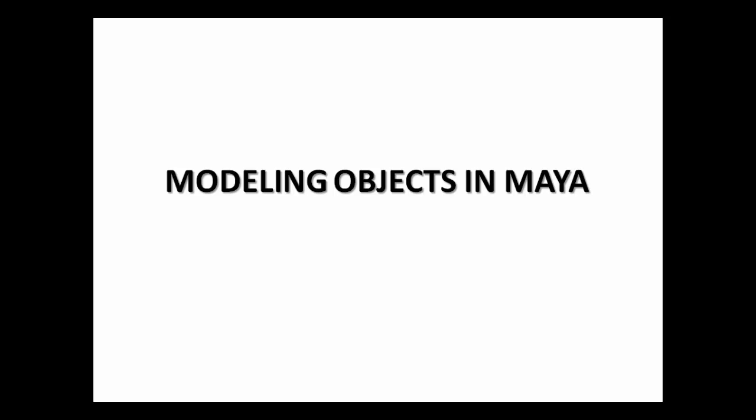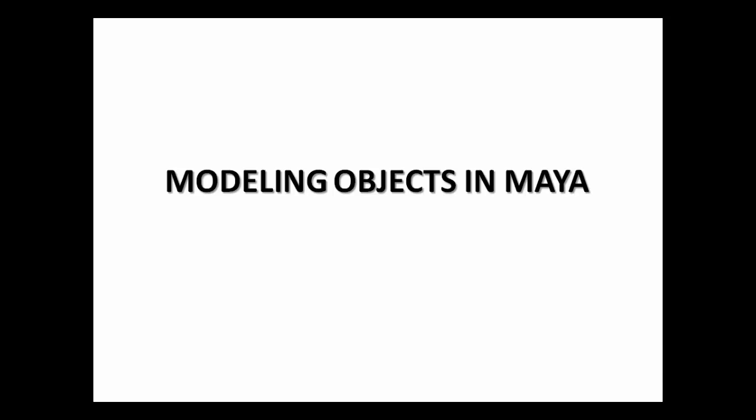Alright, welcome back to Autodesk Maya 2017. In this tutorial we're going to talk about different types of modeling objects in Maya. There's lots of things that you can use in Maya. Maya can be used for rigging, for animation, for particles, for creating all kinds of different things, actual objects, sculpting.